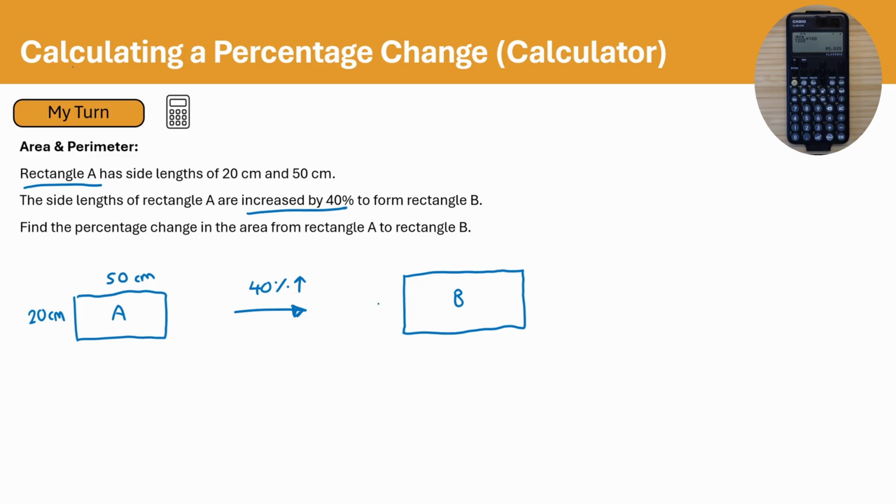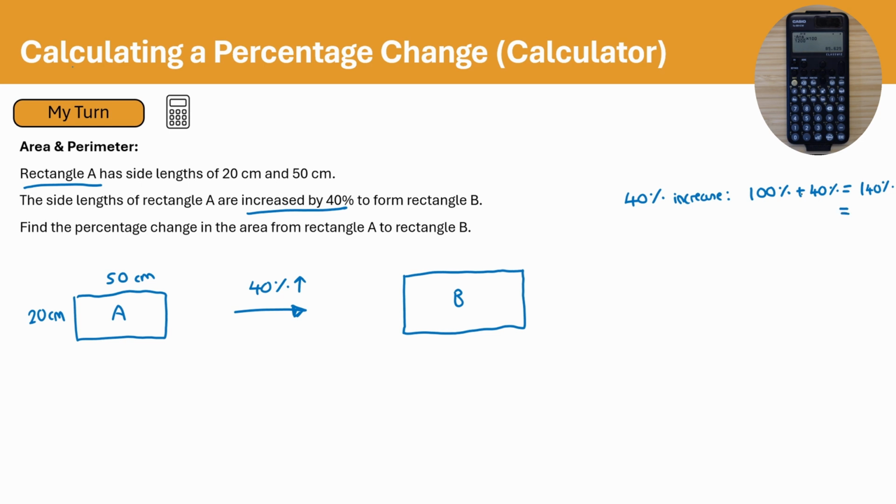The first thing I'm going to do is work out the new side lengths. To do that, I need to know what the multiplier is for a 40% increase. We've covered that in previous lessons, but if we always imagine we start with 100%, and we've added on 40%, that takes us to our new percentage, which is 140%. In other words, that's what rectangle B is relative to rectangle A.